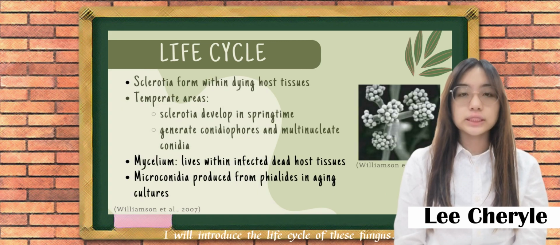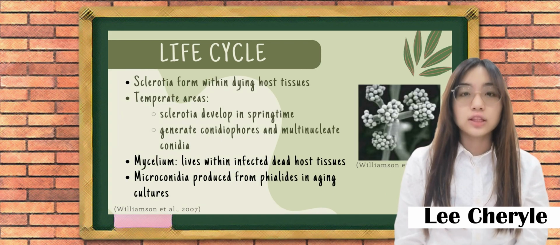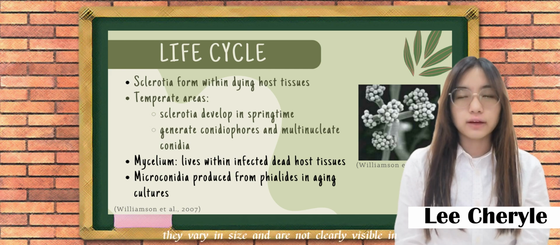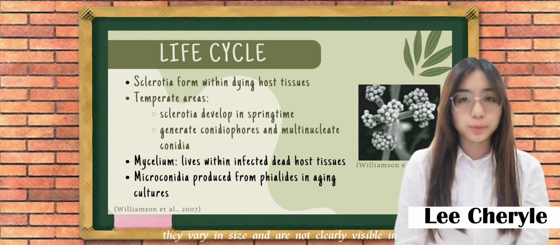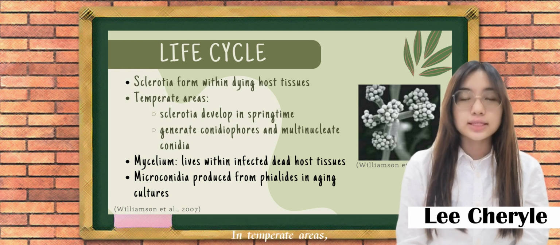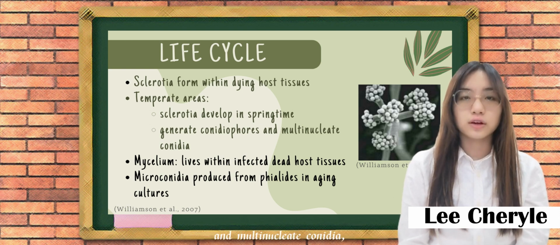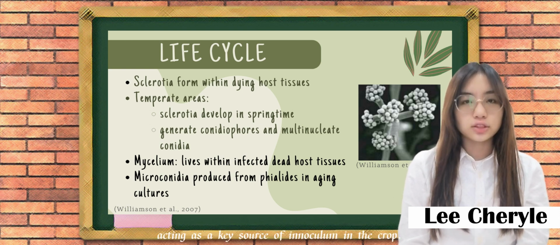Furthermore, I will introduce the life cycle of this fungus. The crucial survival mechanism for Botrytis cinerea is sclerotia, formed within dying host tissues. However, they vary in size and are not clearly visible in all susceptible crops. In temperate areas, sclerotia begin to develop in springtime to generate conidiophores and multinucleate conidia, acting as a key source of inoculum in a crop.